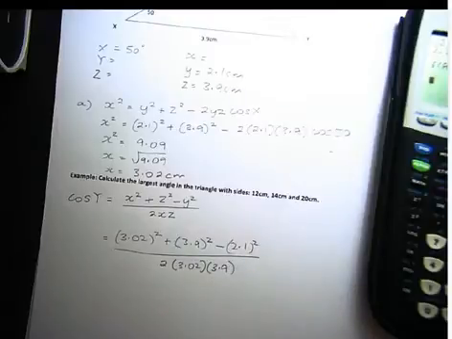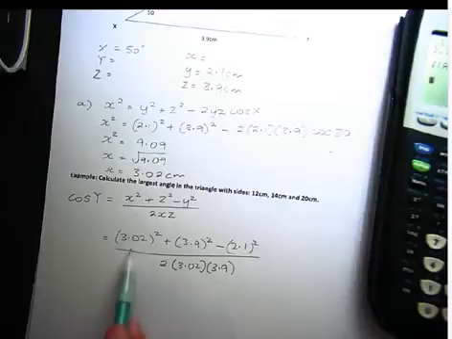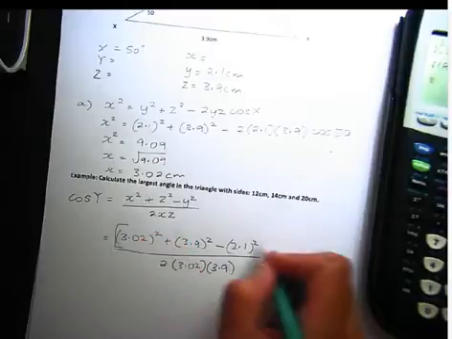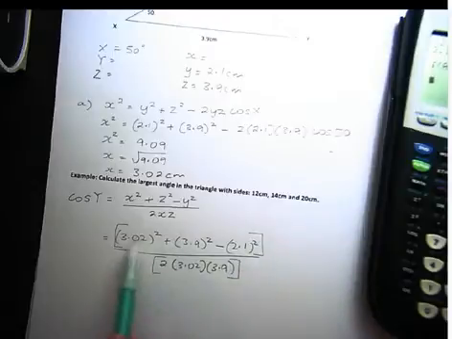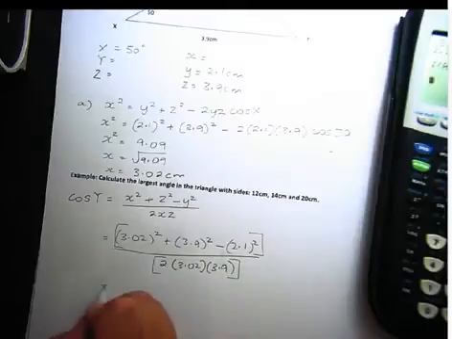Now what you're going to have to do here, if you want to do this in one go, you're going to have to bracket the top and you're going to have to bracket the bottom, because BOMDAS will not do addition before it does division. So you've got to be very careful about that.